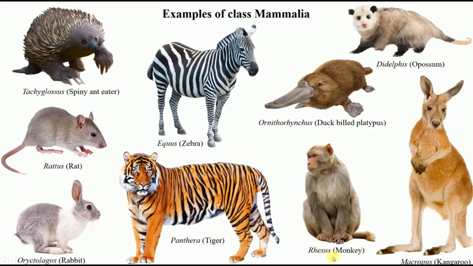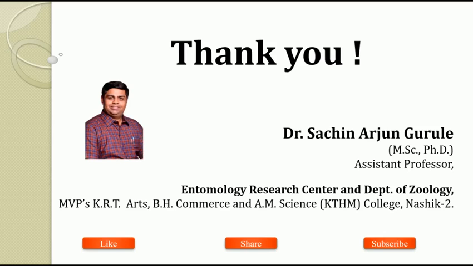Then the rhesus macaque, commonly known as the monkey, is also an example of mammals. Then Panthera tigris, commonly known as the tiger. These are also top carnivore mammals. And last but not least, the human being itself is an example of Mammalia. So this is about the general characteristic features of Mammalia and their examples. Thank you very much.